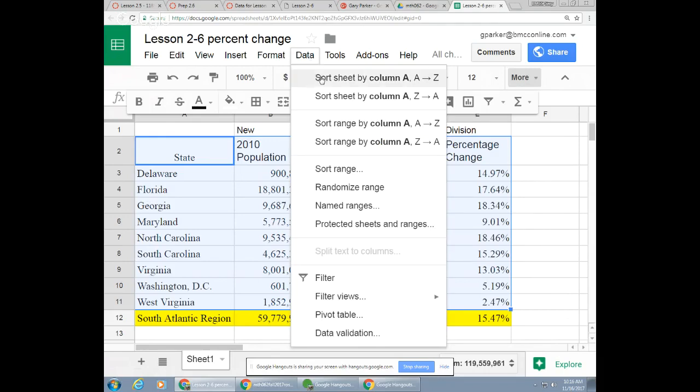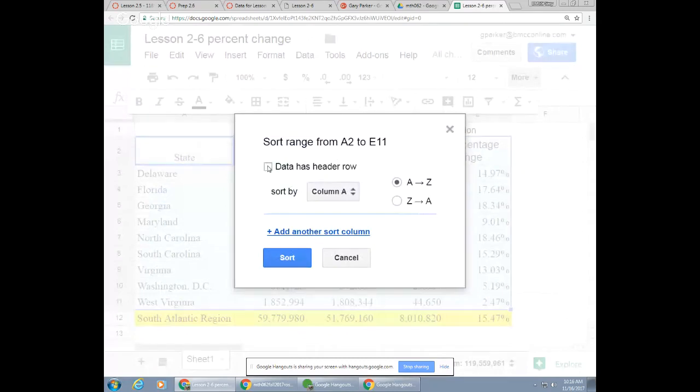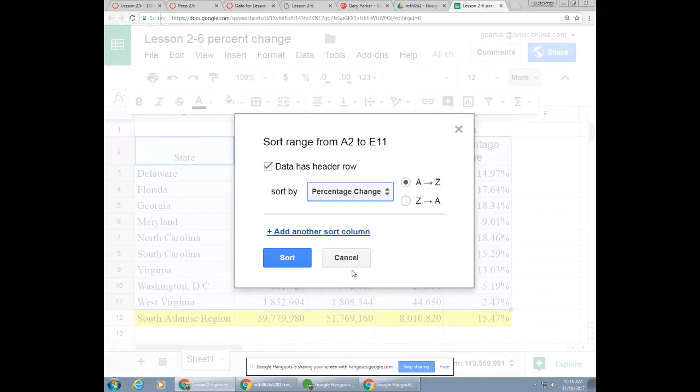Now, if I just go sort the whole sheet, that's not really what I want. I want to sort the range of stuff I selected. A range is any group of cells you select. So I usually don't use these quick buttons here. I go to range. Now my data has a header row, and the nice thing about that is I can say, hey, do I want to sort by state? Do I want to sort by population in 2010 or absolute change or percent change? So then I can say, well, please sort those by percent change.